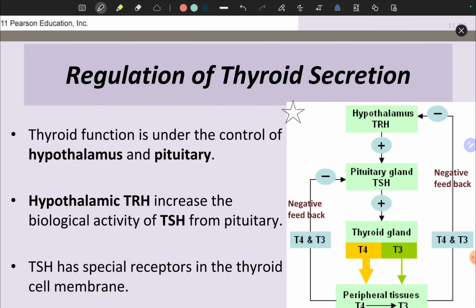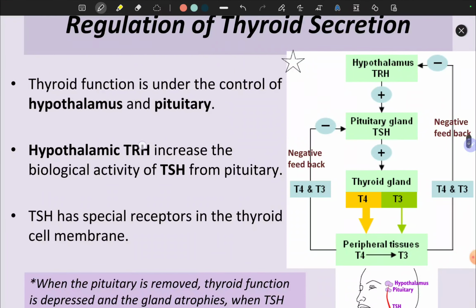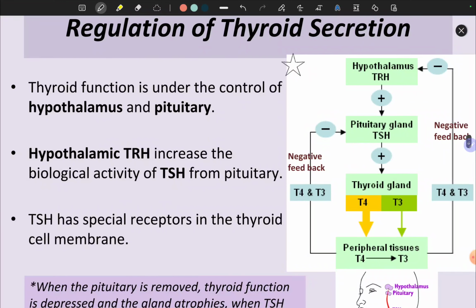TSH, thyroid stimulating hormone, comes from the anterior pituitary gland. TSH is stimulated by TRH, thyrotropin releasing hormone. TSH is also called thyrotropin. It controls the thyroid gland and thyroid hormone release.